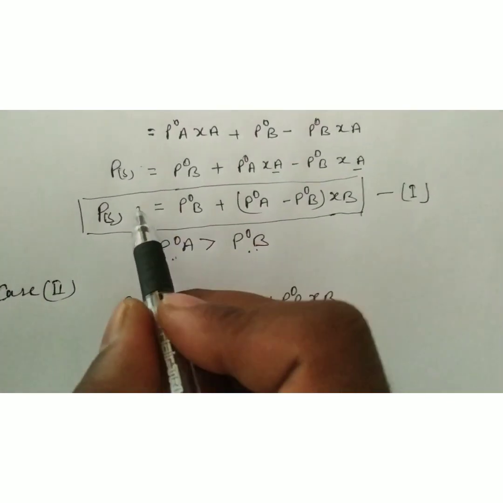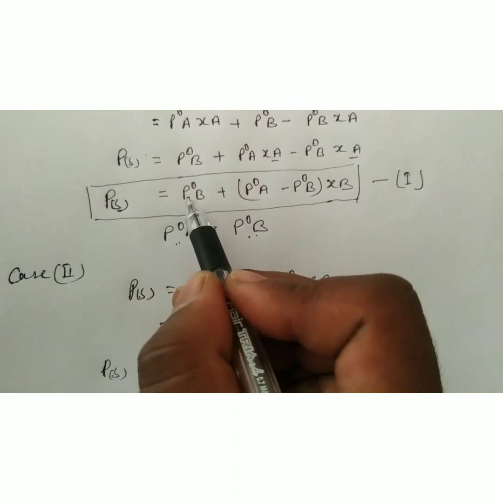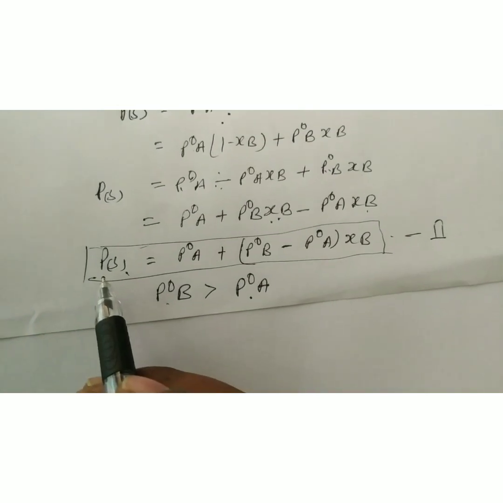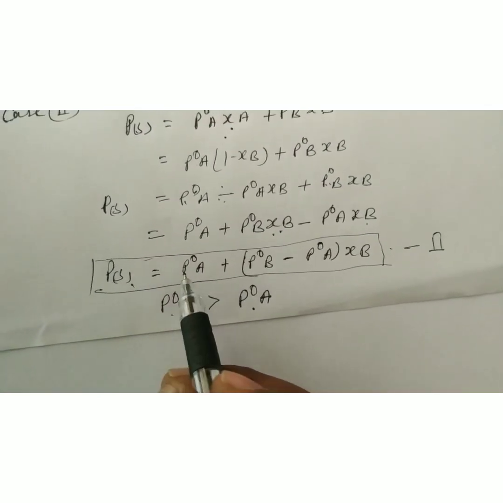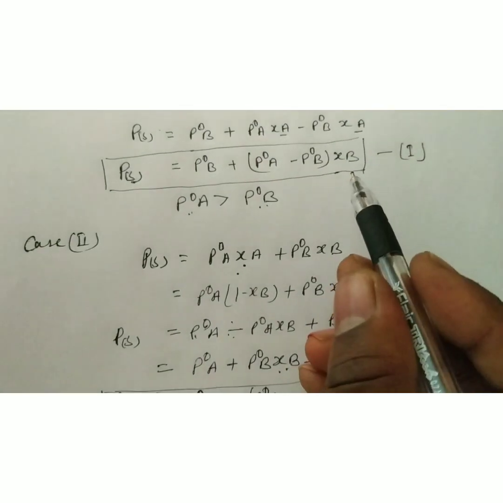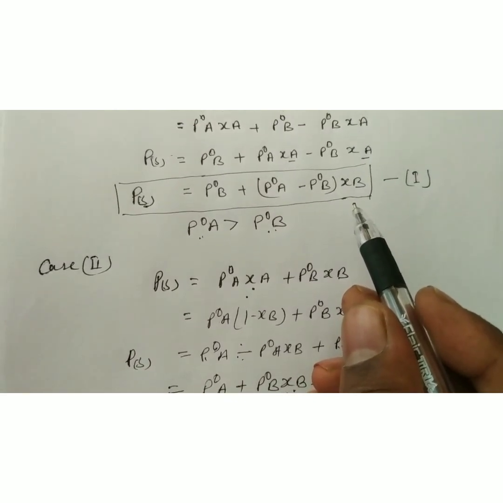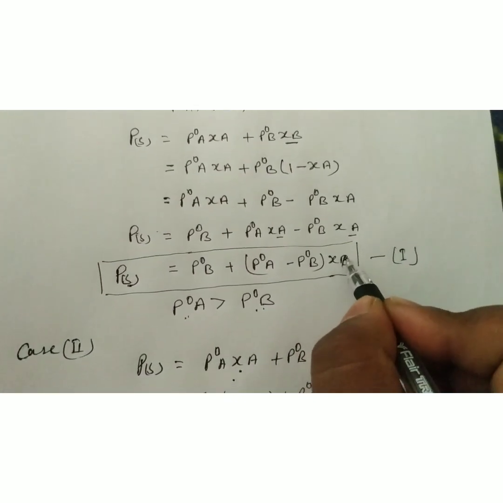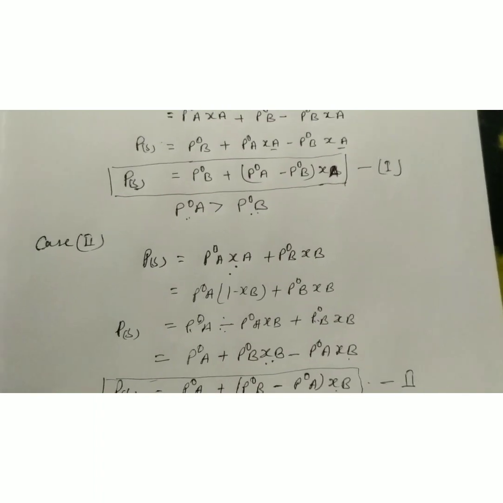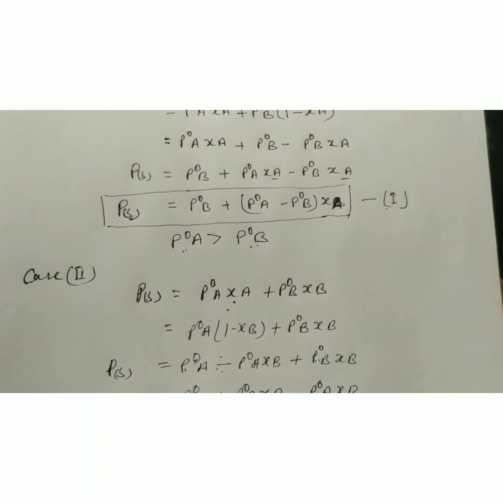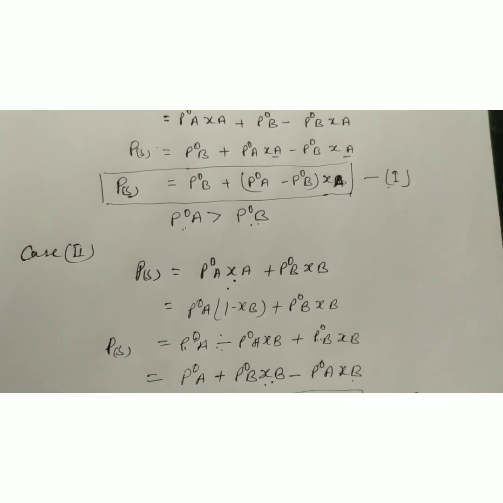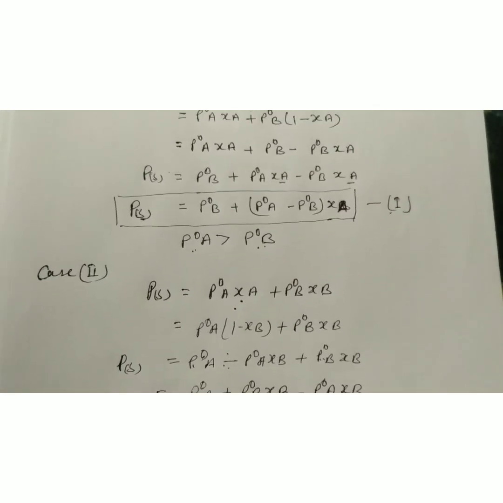Now focus on equation first. The total pressure of solution is equal to P naught B plus P naught A minus P naught B times XA. While in the second case, Ps is equal to P naught A plus P naught B minus P naught A times XB. Here the common is XB, here the common is XA. Sorry, this will be XA. Clear? Okay, now on the basis of equation first and equation second, we will draw the graph and discuss the graphical representation for volatile solutions of Raoult's law.